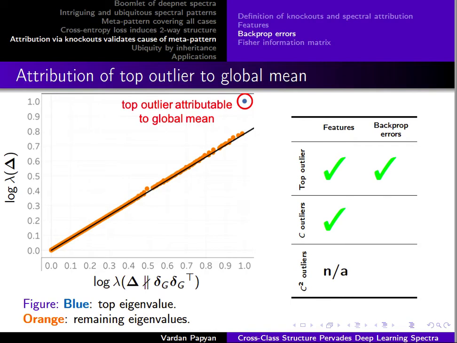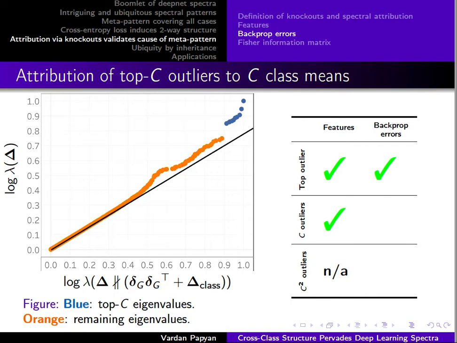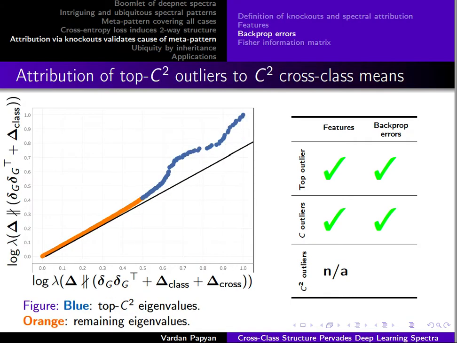Here's another example. Here you can see on the y-axis, again, the second moment of the backprop errors, and on the x-axis the second moment of backprop errors after I eliminate the class means. Again, you can see that these outliers are attributable to the class means. And the final example compares the spectrum of the backprop errors after you eliminate the class means versus after you eliminate both the class means and the cross-class means. In this case, there's a set of C-squared outliers which are eliminated, which means that these C-squared outliers are attributable to the C-squared cross-class means.